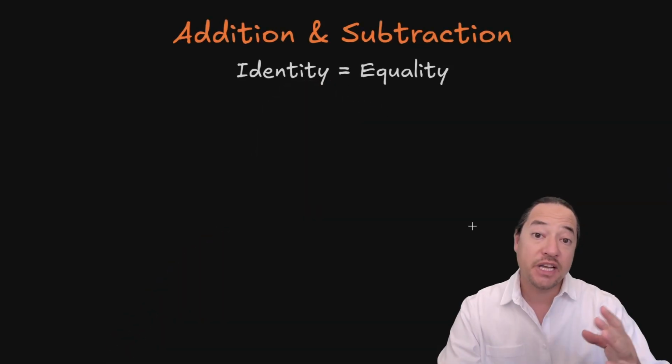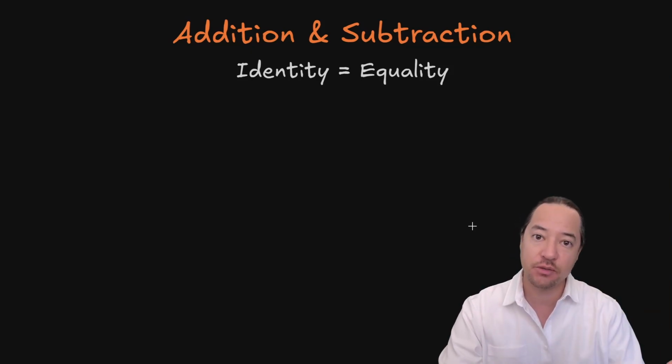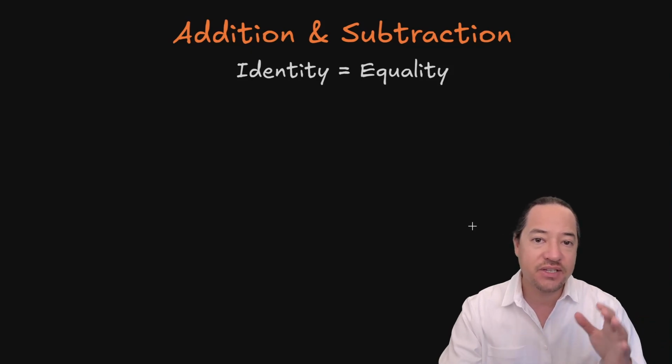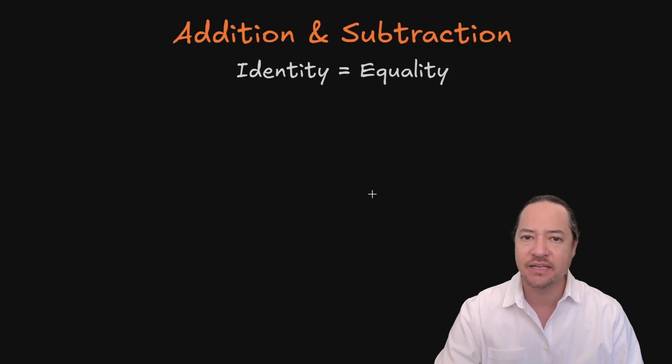Today, we're going to be looking at addition and subtraction. I know you've seen these concepts before, but we're going to try and look at them from a slightly different way today. I want to start by talking about the word identity. In mathematics, it has a special meaning, and it means equality. If two things are equal, they are identical. So that's what we should understand this word identity to mean.